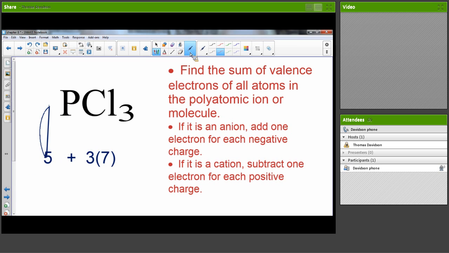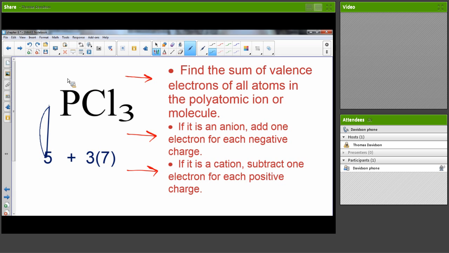Here we go. So these are the steps that, if I were you, I would write down. When you're asked to draw a Lewis structure, the first thing that you need to do is determine the total number of valence electrons in your molecule. Now, this is a lot easier, the first part, than you think. All you need to know is the family that the thing is in, because family equals valence electrons.